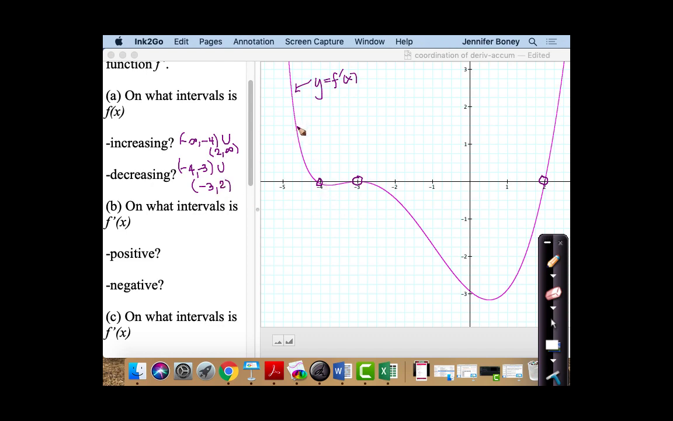So I've got f is increasing. I'll do this elsewhere. So f is increasing, and then pause, and then there's decreasing, and then a pause, and then decreasing again for a long time, and a pause, and then increasing afterward. So this is all talking about what f is doing.